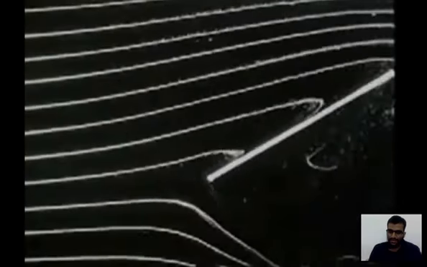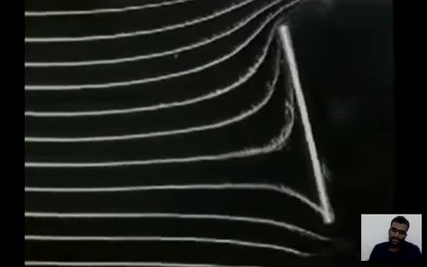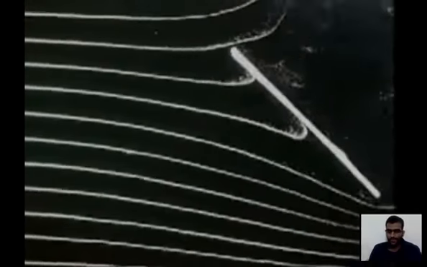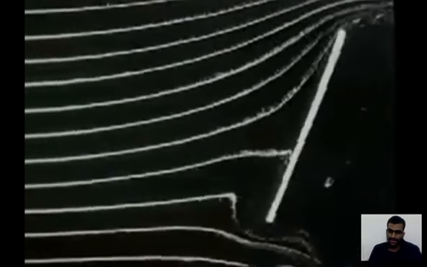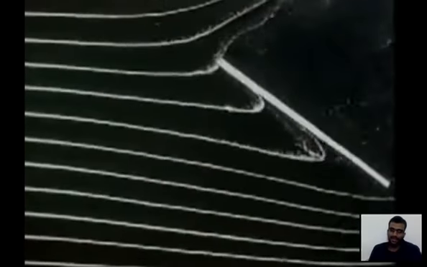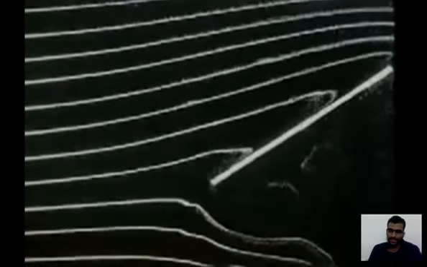So it means that whenever we are observing a flow, what we visualize is actually the streak lines, and in case of an unsteady flow, the streak lines, streamlines and path lines are all different. Thank you.